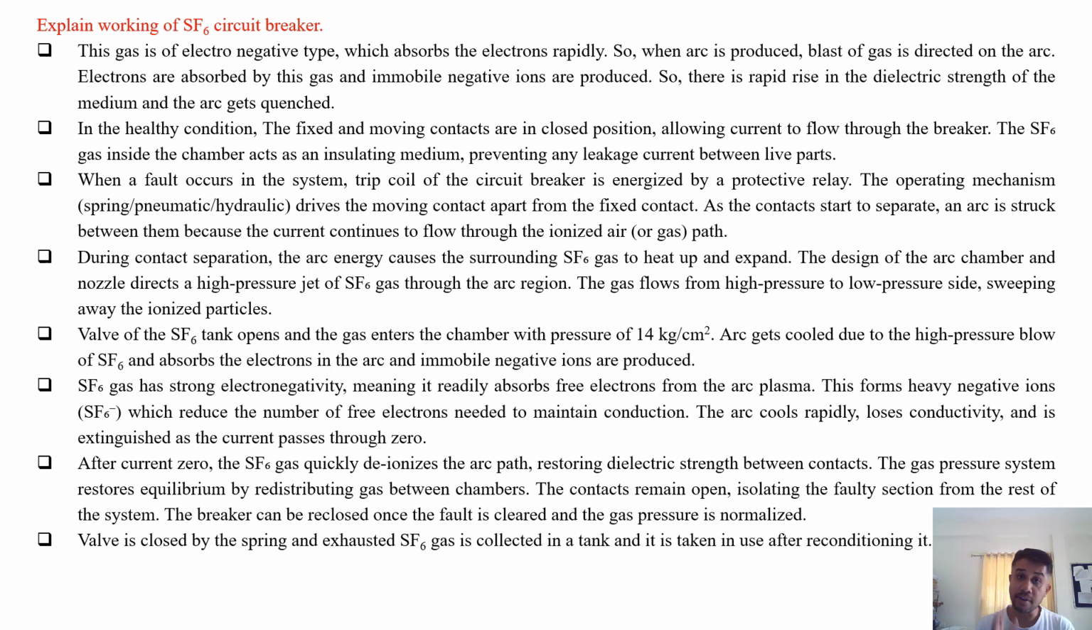The breaker can be reclosed once the fault is cleared and the gas pressure is maintained or normalized. The valve is closed by the spring, and the exhausted SF6 gas is collected in a tank and is taken into use again after reconditioning.